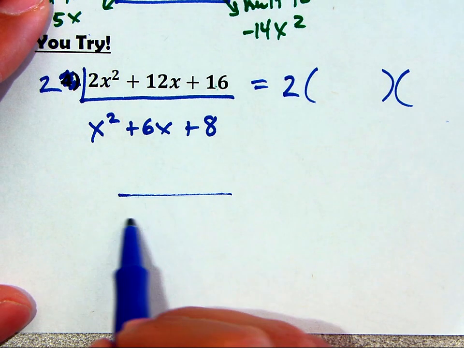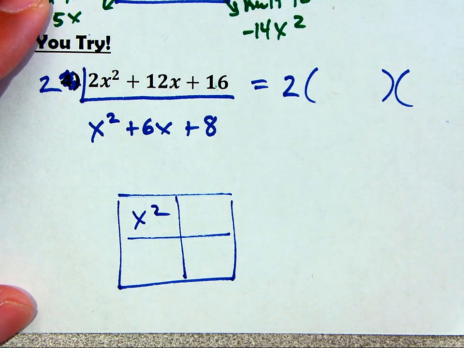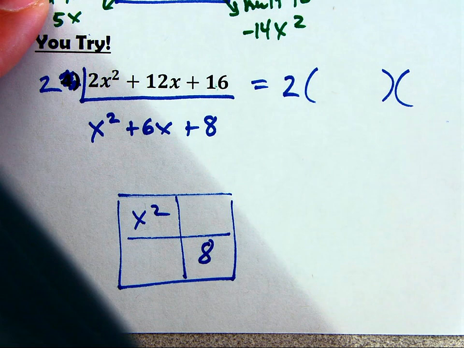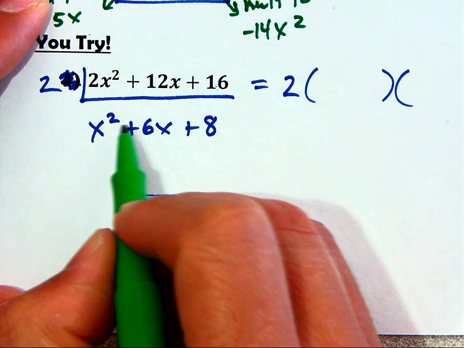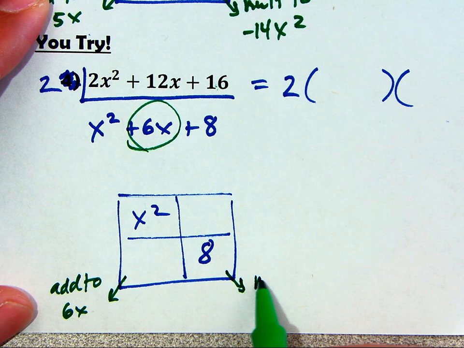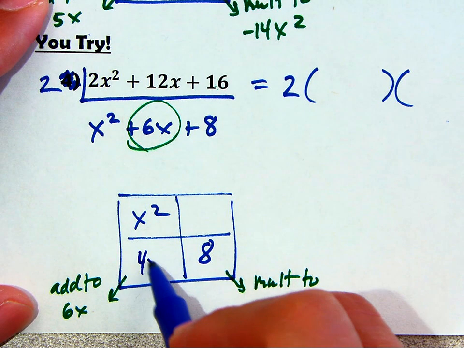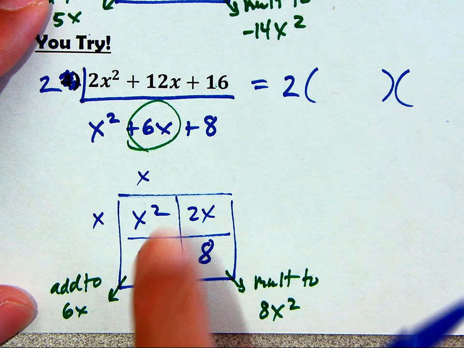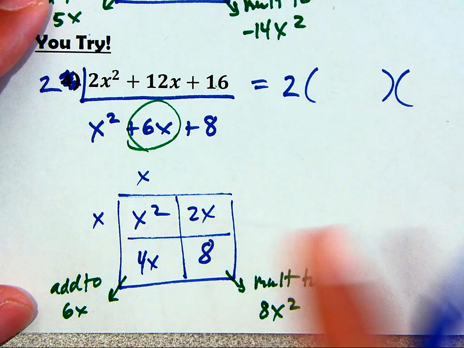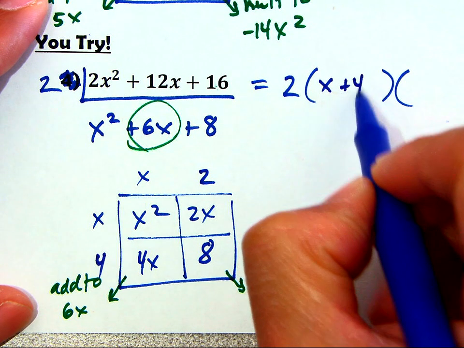I'm liking this problem because all the terms are positive, and there are relatively small numbers, so we should be able to make quick work of this problem. Our two missing terms need to add to 6x, that's the middle term, and multiply to make 8x squared. So 4x and 2x. That's all I can think of. We're going to have factors of x outside of the x squared box. We'll need a factor of 2 there and a factor of 4 there. So x plus 4 and x plus 2.